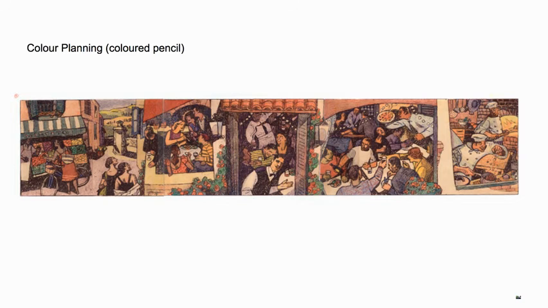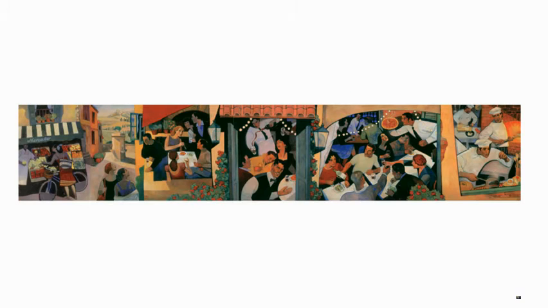And then sometimes this artist does this. He actually plans his colors with colored pencil. So here's the composition with the full range of value, but in colored pencil. And then there's the final painting, most likely an oil painting.